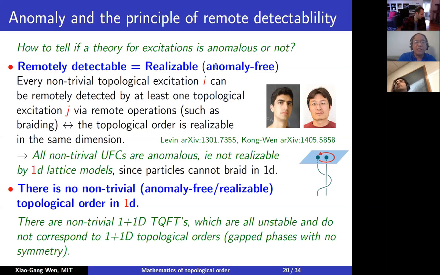So in one dimension, we cannot do this braiding. So there's no non-trivial remote operation we can perform. Therefore, that's why all the non-trivial unitary fusion categories are anomalous, because there's simply no room to do remote operation, and so they have to be not realizable.